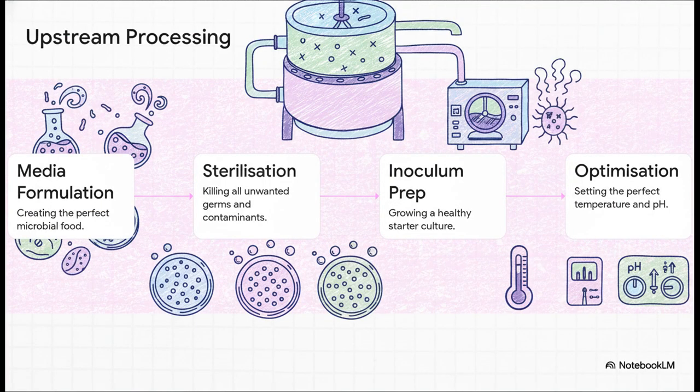So what exactly happens in upstream processing? It's all about preparation. First, media formulation. That's just creating the perfect, tasty food for the microbes. Then, super important, sterilization, killing all the unwanted germs. Next, you prepare a healthy starter culture. It's just like the little bit of starter that your mom uses to make a whole new pot of curd. And finally, you set the optimal conditions. You know, the perfect temperature and pH.